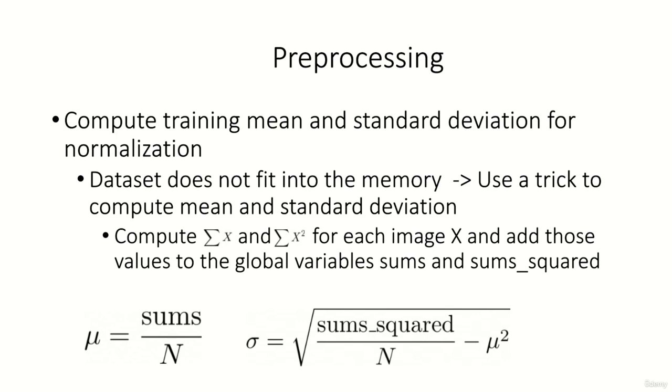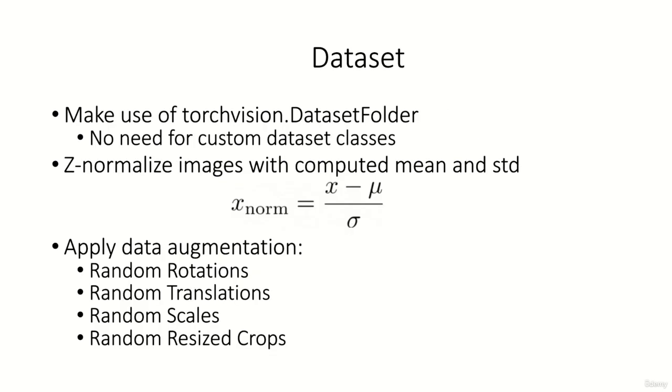Now we calculate the fraction between sums squared and n and subtract the squared mean from this expression. Subsequently, we take the square root of this result, which delivers us the standard deviation. Cool, isn't it? Instead of loading the whole dataset into the memory, we only need to update 2 sums to compute mean and standard deviation. Now it is time to create our dataset.